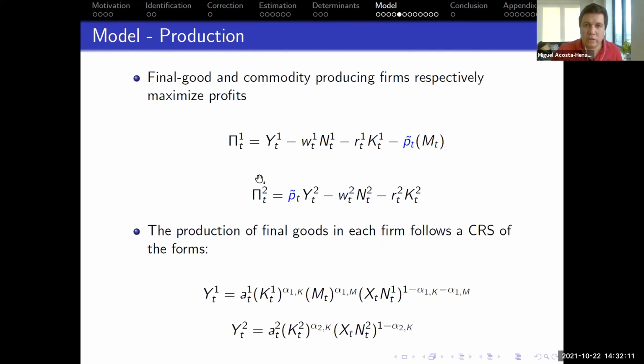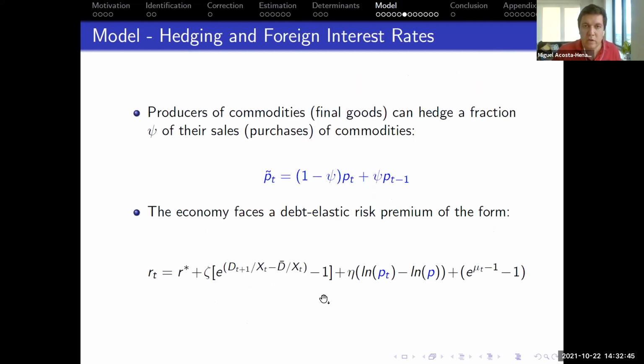Here is where I think it's more interesting: the production side. You have firms that produce the final good, and they use labor, capital, and also intermediate inputs, specifically commodities. Then the commodity sector produces such commodities. This P tilde is the relative price of commodities in terms of final goods, i.e. the terms of trade, and they use labor and capital. They both have standard CRS production functions where the final goods sector also uses commodities as inputs.